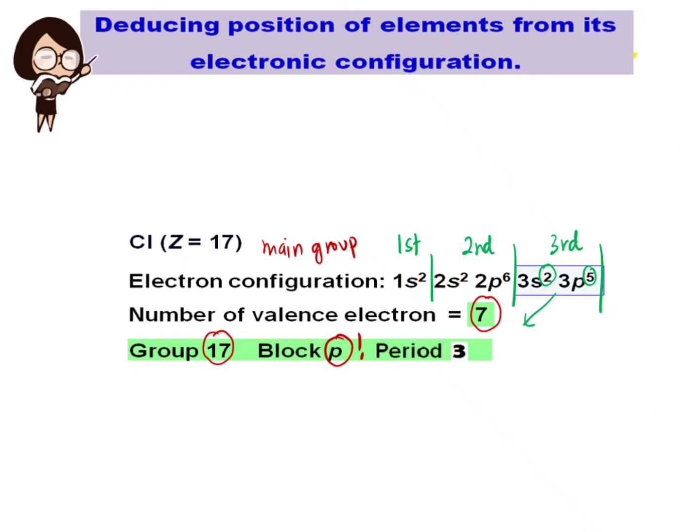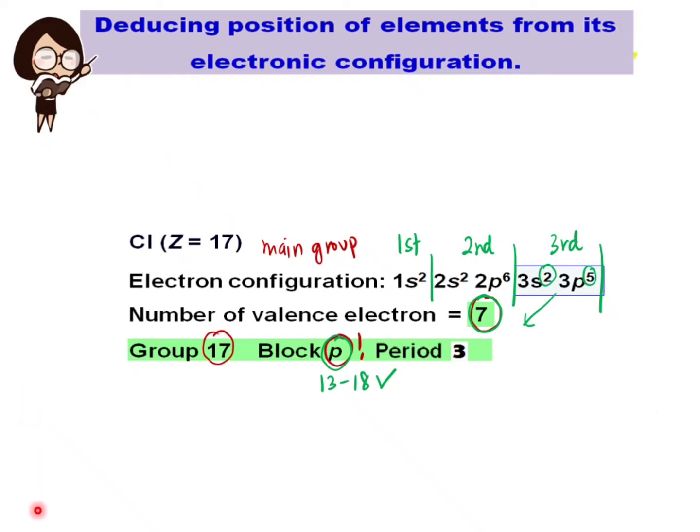So oleh kerana ini adalah blok P, so madam kata kalau blok P dia start dengan group 13 sampai group 18. So kalau ada 7 valence elektron, dia bukan group 7 ya kelas. Dia mesti jadi group 17. Sebab tu saya kata tentukan blok dulu. Paling senang, you identify the block, the period first, and then baru you identify the group. Okay, so bila you tahu dia blok P, kita tahu dia kena tambah 10 pada valence electron.